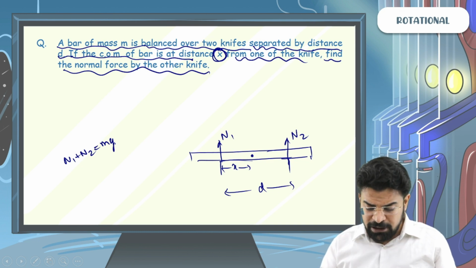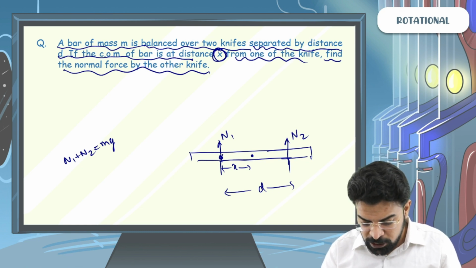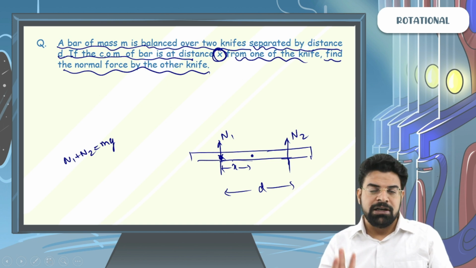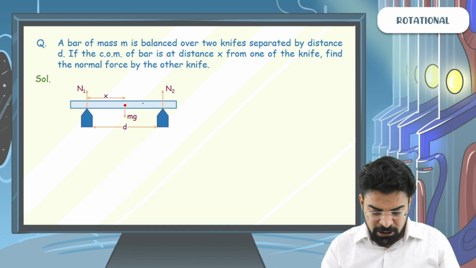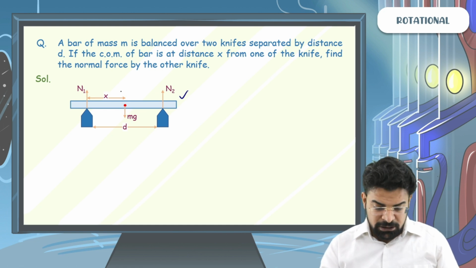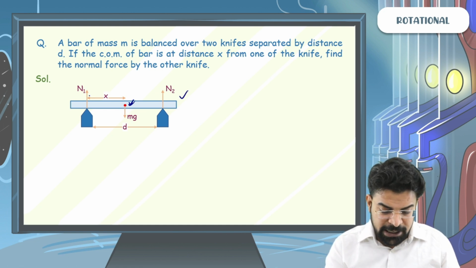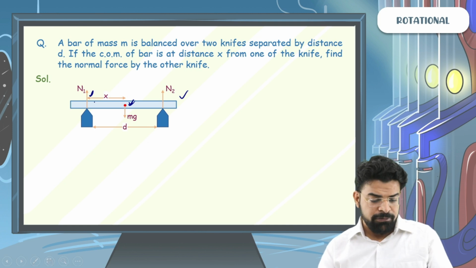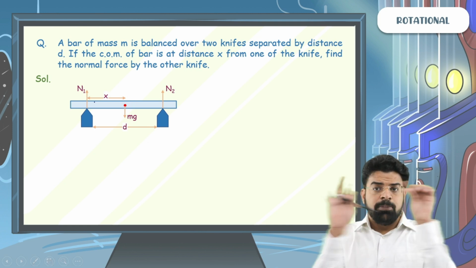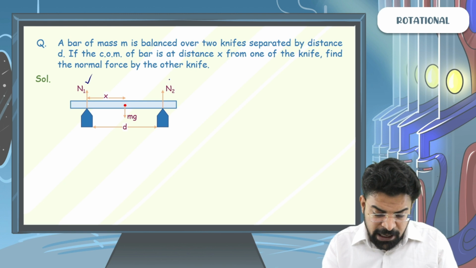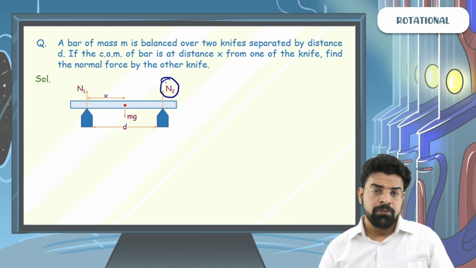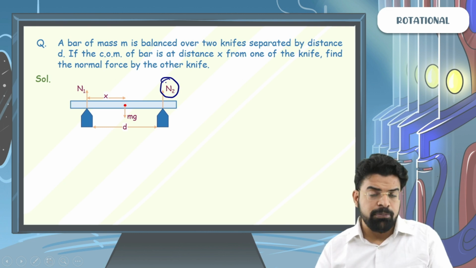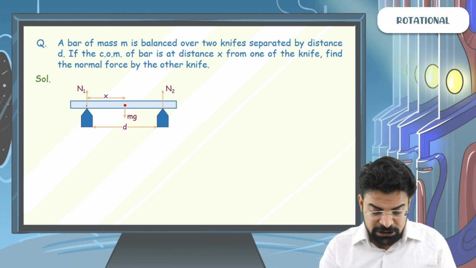Now we can even apply the torque equation about one of the ends. But before doing it, let's get a better looking diagram. So here we have this bar. The center of mass of the bar is at distance x from the left knife and both the knives are supporting the bar. So let's say they apply forces N1 and N2. Our mission is to find N2. To find N2, simply make the torque equation about this point.